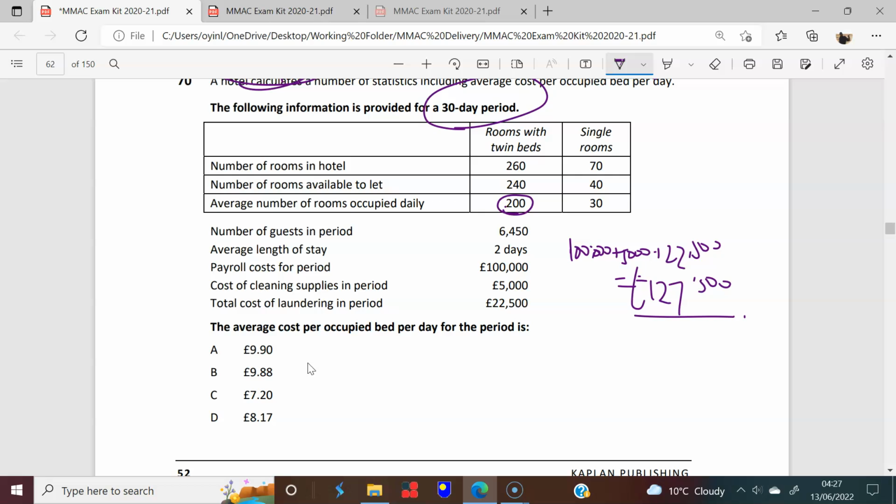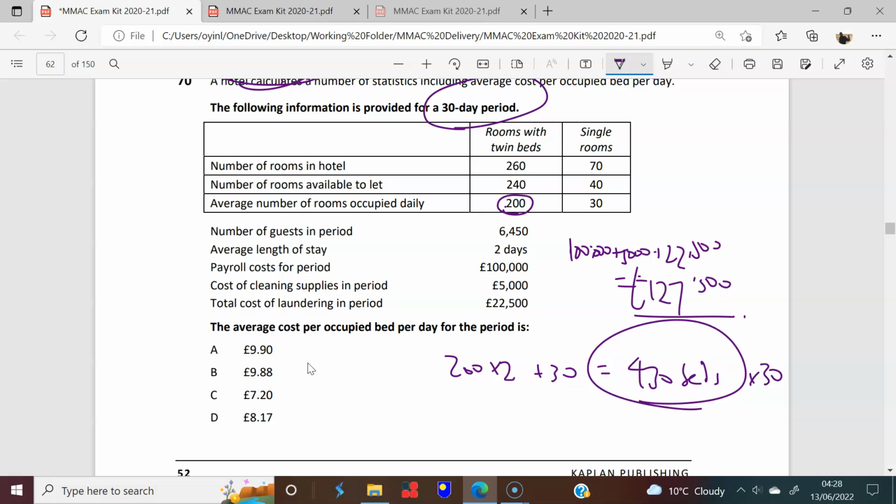If you have 200 rooms with twin beds, that means there are 2 beds in each room. So automatically that's 200 times 2. And then you have single rooms, which is 30. So you have a total of 430 beds being occupied daily. If you're talking about a month, which is 30 days, we multiply this by 30 to get 12,900 beds, so to speak, to spread the costs over.